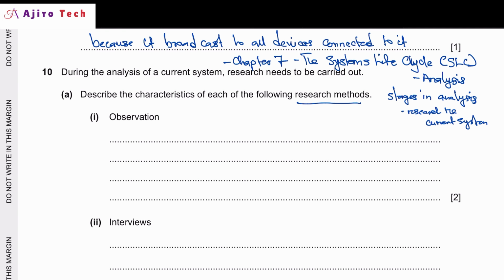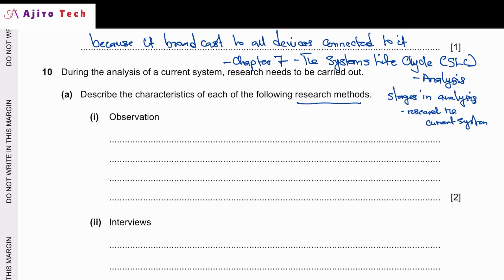For observation, it involves watching the personnel using the existing system, okay, to find out exactly how it works. With this method, you can obtain reliable data. But in this method, there's a Hawthorne effect because people don't like when they are being watched.